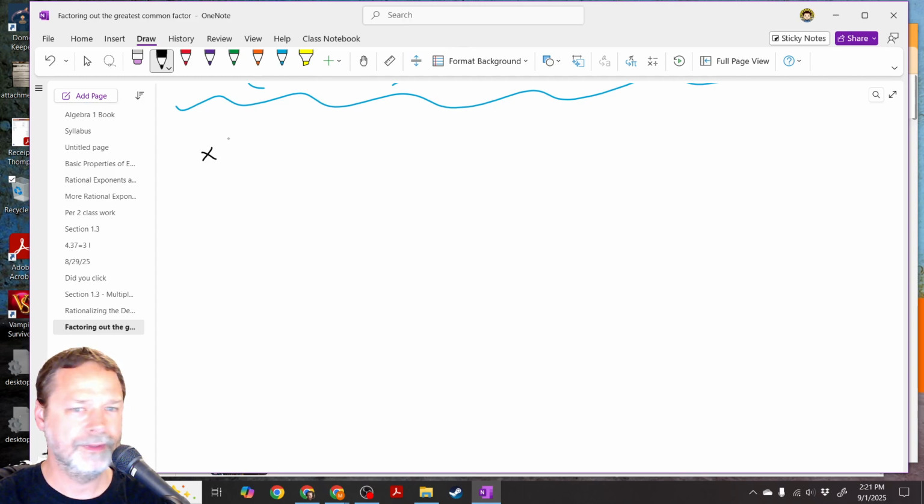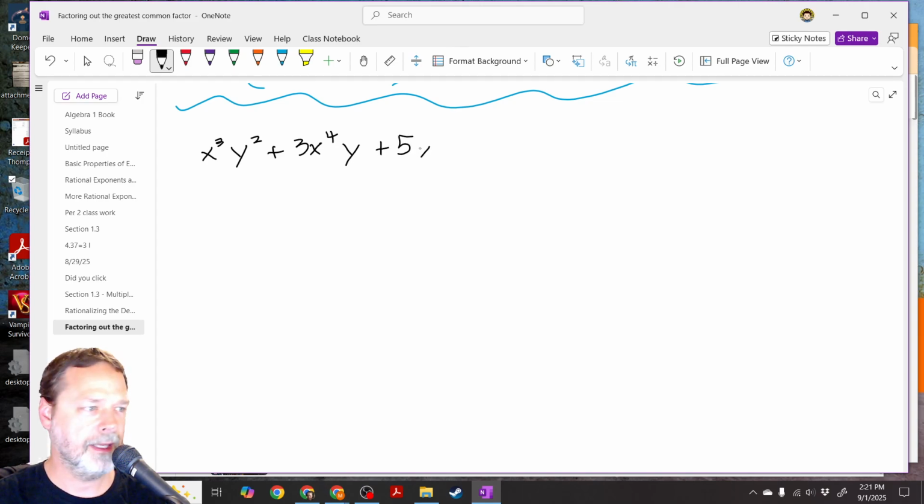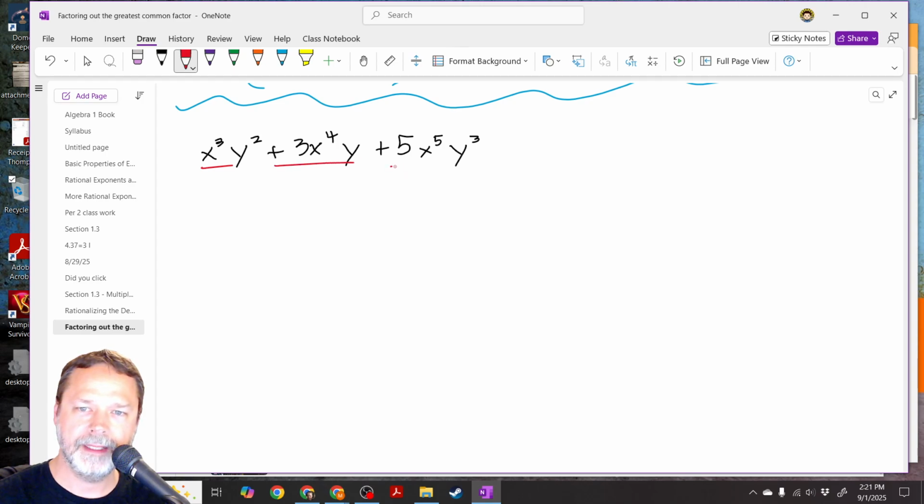So x cubed y squared plus 3x to the 4th y plus 5x to the 5th y cubed. Okay. So I'm going to get the greatest common factor out of each of these. Bam, bam, bam. We got 3 terms. Terms are anything separated by a plus sign. You could say a minus also, but we'll just assume a minus is adding the opposite. Minus is the same as adding, if you have subtracting, anyway.